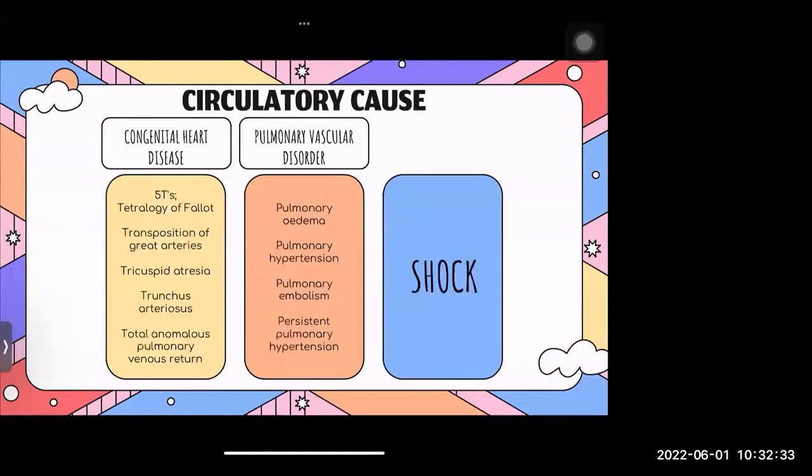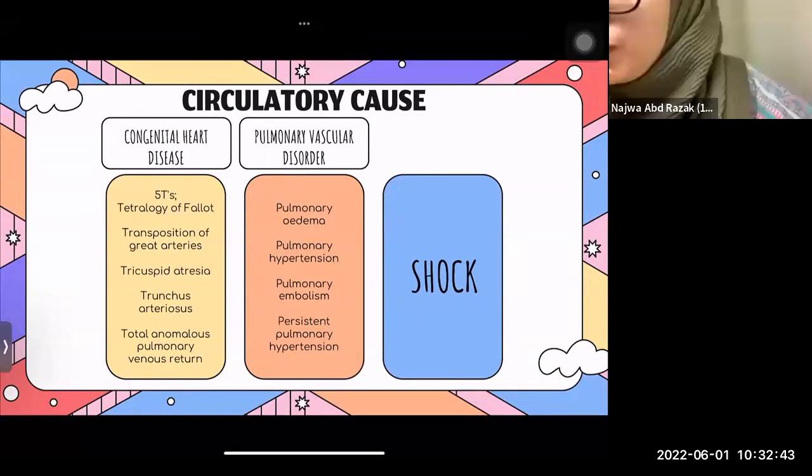Aisha, what's the screen? Oh, there. Which thing do you look at? Cyanosis. Pardon, doctor, can you repeat the question?